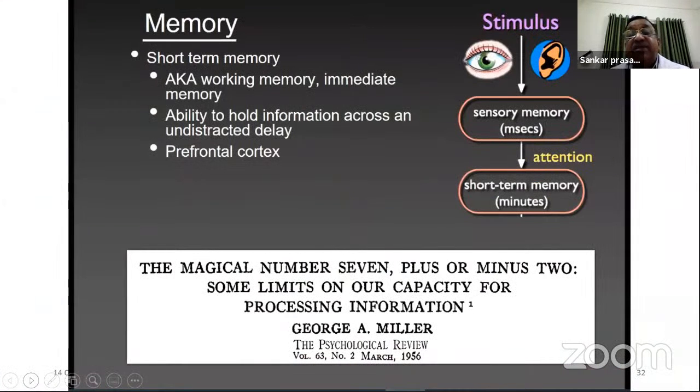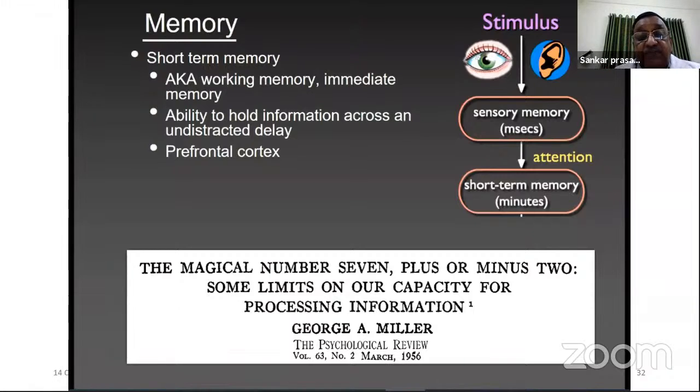And now the memory. Various sensory stimuli are coming, like visual and auditory. They are in milliseconds, and they are reaching the frontal lobes, and this is what we call working memory, immediate memory, the ability to hold information across an undistracted delay. So if you are distracted, you lose this memory.